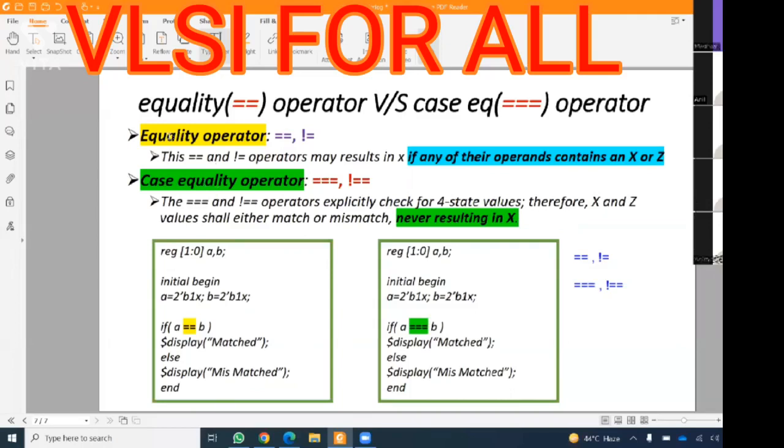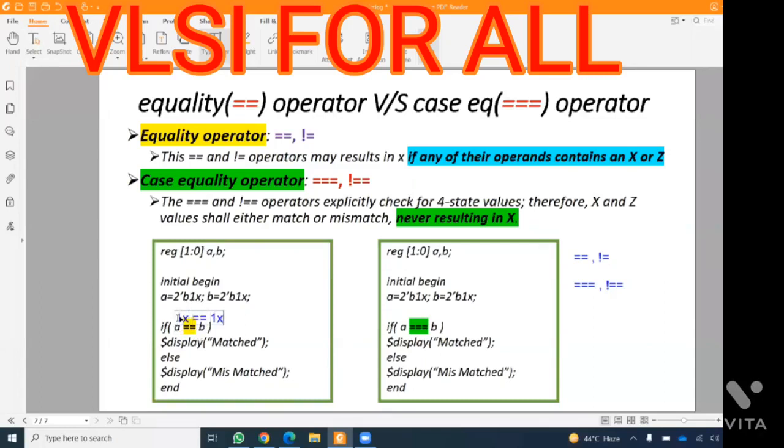The equality operator will check each and every bit of 2 operands. A and B are called operands, and this is called the operator. This is going to compare each and every bit, but as soon as it observes X or Z in any of the operands, whether in A or B, it will stop there and will return you X. So let's see in this case. A is 1X. Let's write it here. This is 1X and this is 1X.